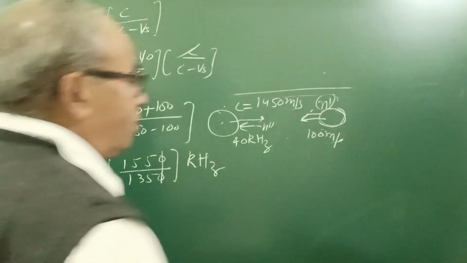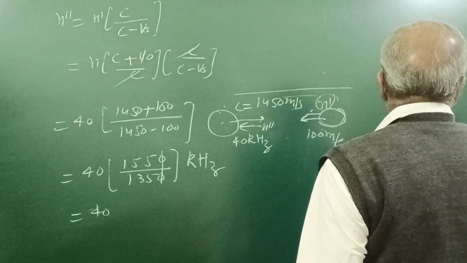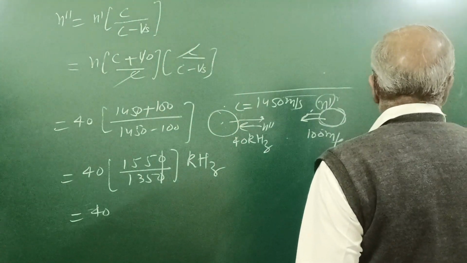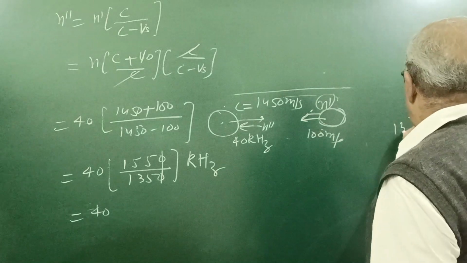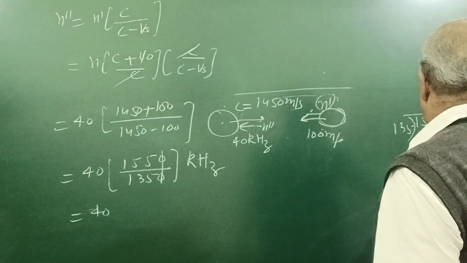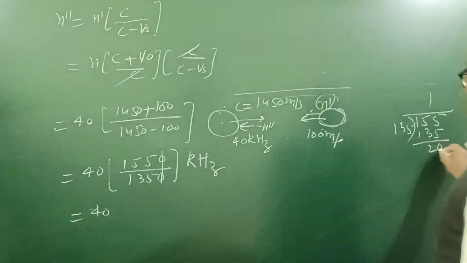You can solve it easily. You divide 155 by 135. Don't waste time. You divide by 5 each, 135.